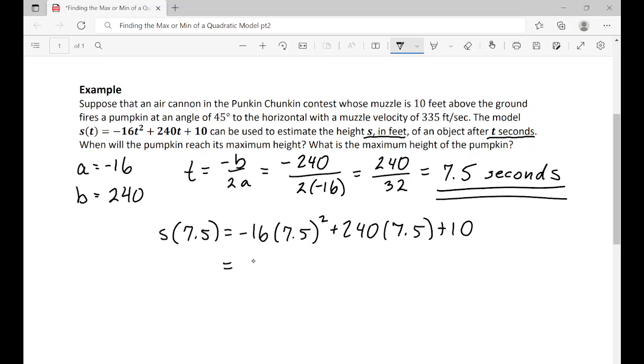And when you do that, you're going to end up getting 910. And again, s is in feet. So we're going to get 910 feet. So the maximum height is 910 feet after 7.5 seconds.